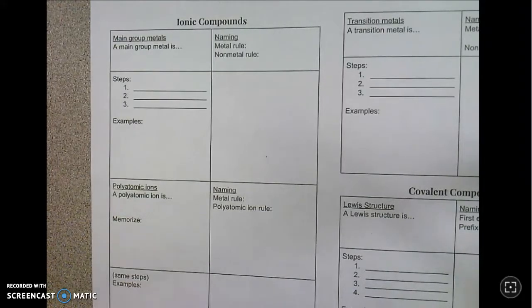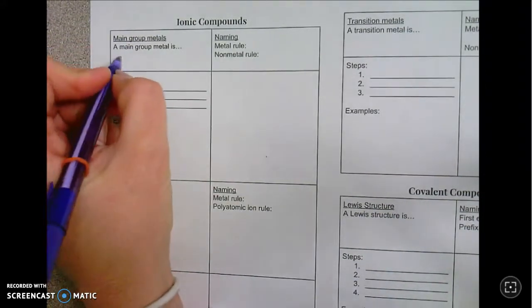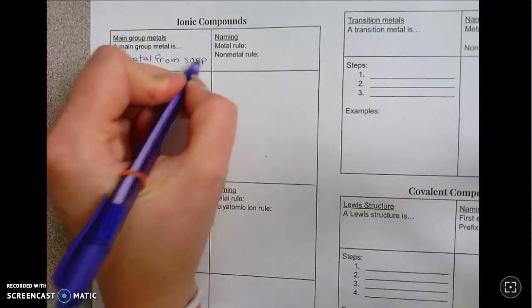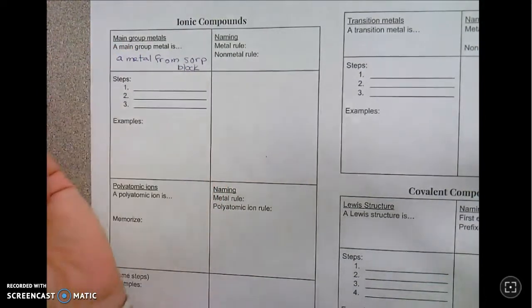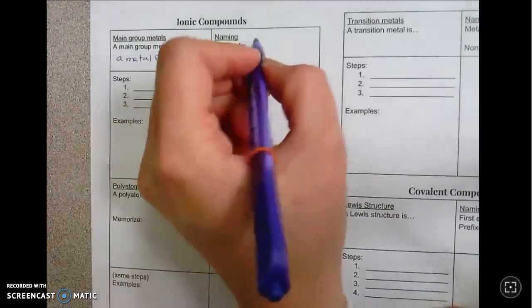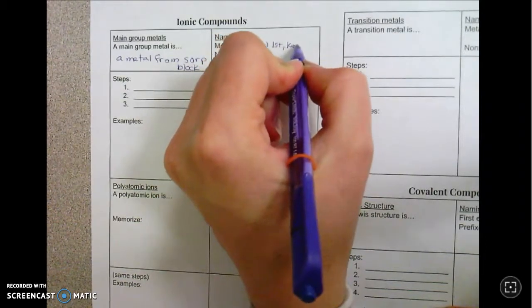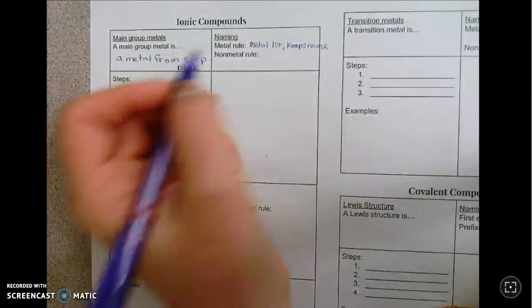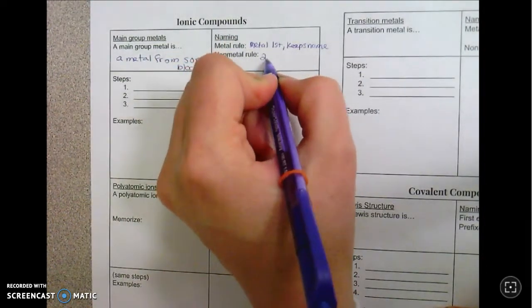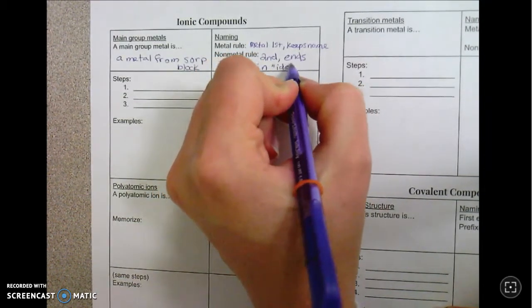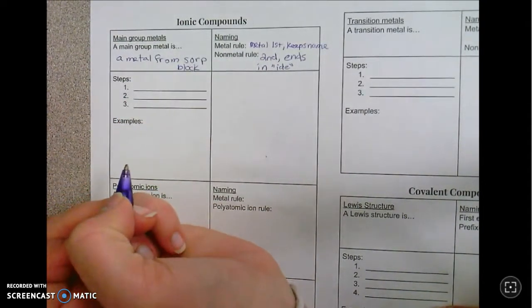Now we're going to look a little bit more specifically at how to actually name these ionic compounds and write their formulas. So we just said a main group metal is a metal from the S or P block on the periodic table. Okay, and we have a couple of rules for these to be named. So the metal always goes first, and it keeps its name. Okay, the non-metal goes second, and it ends in -ide. So for example, fluorine would change to fluoride.